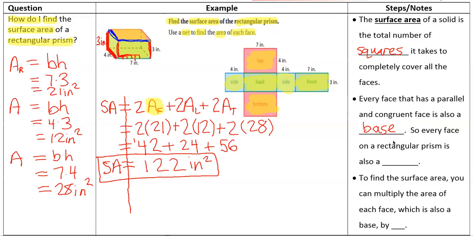So every face on a rectangular prism is also a base because they all have a parallel and identical, or congruent, rectangular face. And that's why we call it a rectangular prism, right? The base, whatever the base is, that's the word that goes here. To find the surface area, you can multiply the area of each face, which is also a base, by, well, what number did we multiply by every time? 2, because there are 2 of each rectangle.